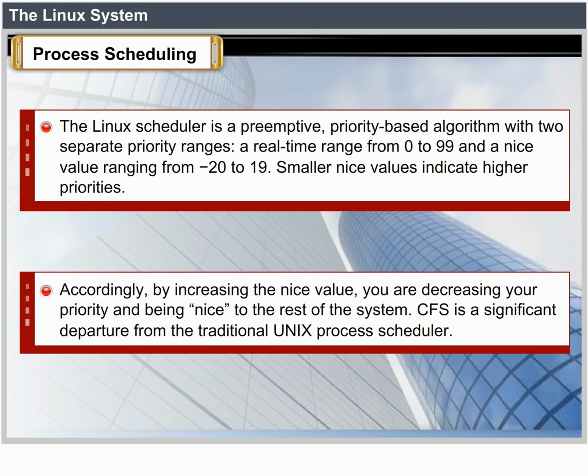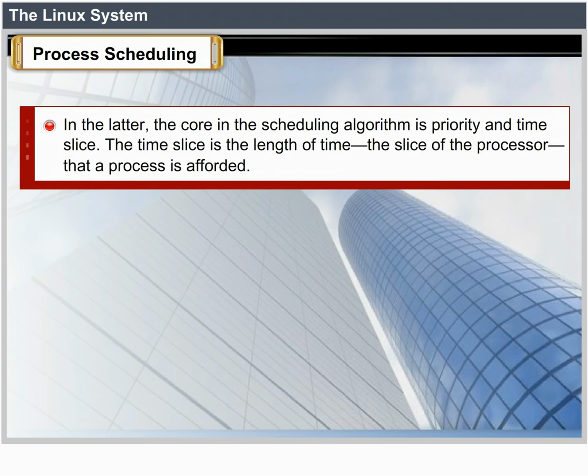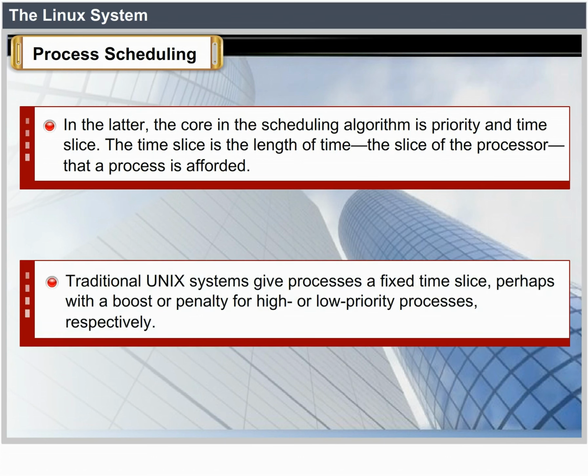CFS is a significant departure from the traditional Unix process scheduler. In the latter, the core variables in the scheduling algorithm are priority and time slice. The time slice is the length of time, the slice of the processor, that a process is afforded. Traditional Unix systems give processes a fixed time slice, perhaps with a boost or penalty for high or low priority processes, respectively.